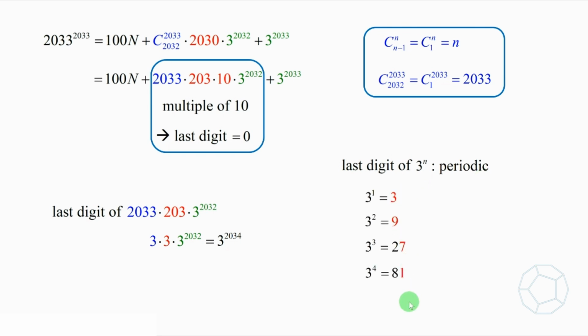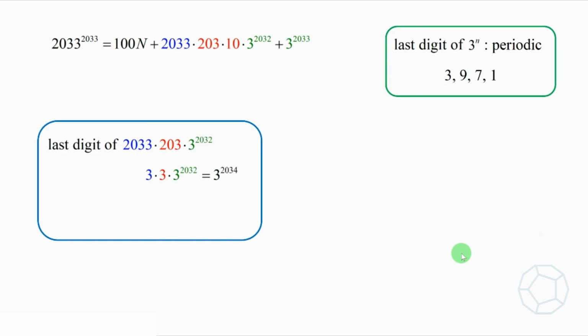The last digits are 3, 9, 7, and 1. As long as the unit digit is 1, multiplying another 3 will go back to the beginning. Therefore, there's a pattern of the last digit. We say that the period is 4. The next step is to check at which point 3 to the power of 2034 belongs.